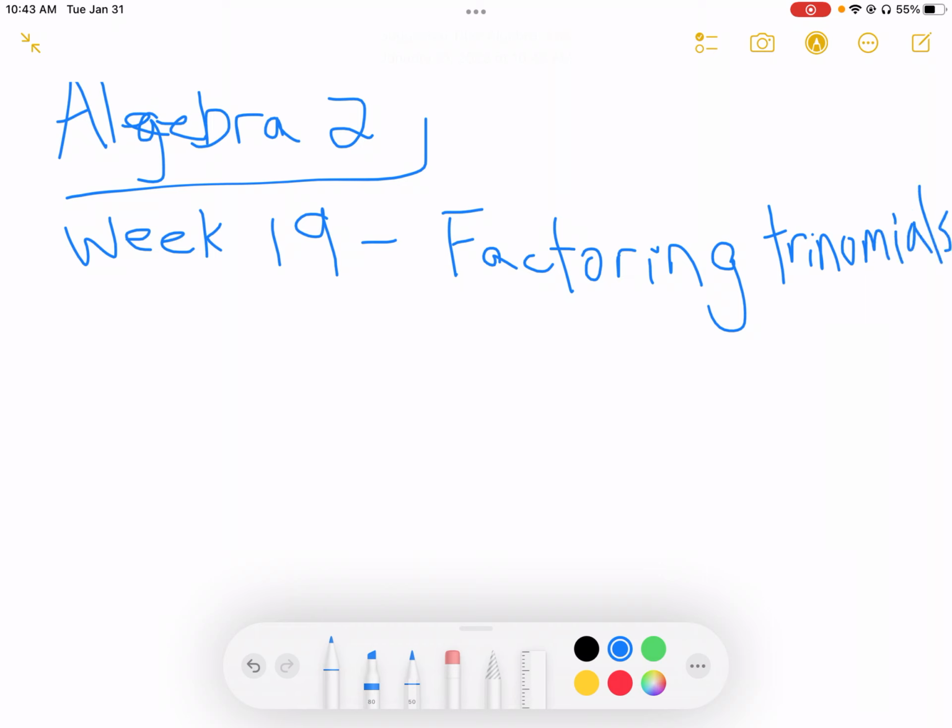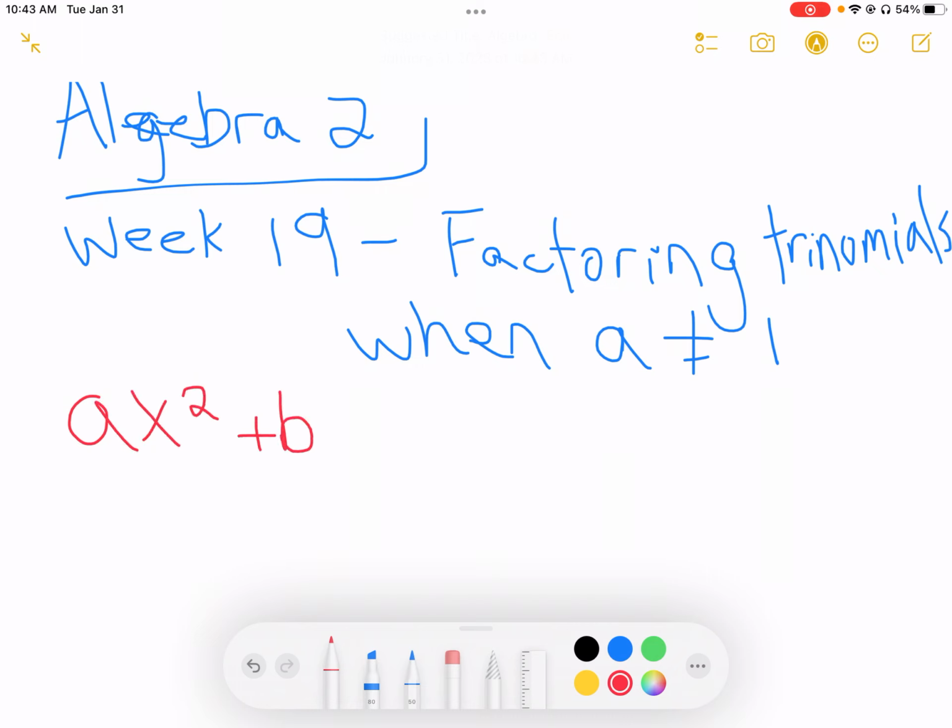Okay, but this time we're going to say when a does not equal 1. So this is an important thing to know too. We've always looked at this form here: ax squared plus bx plus c. I'm going to look at this today with a couple different things, but basically, we're going to break down this middle term into two pieces.